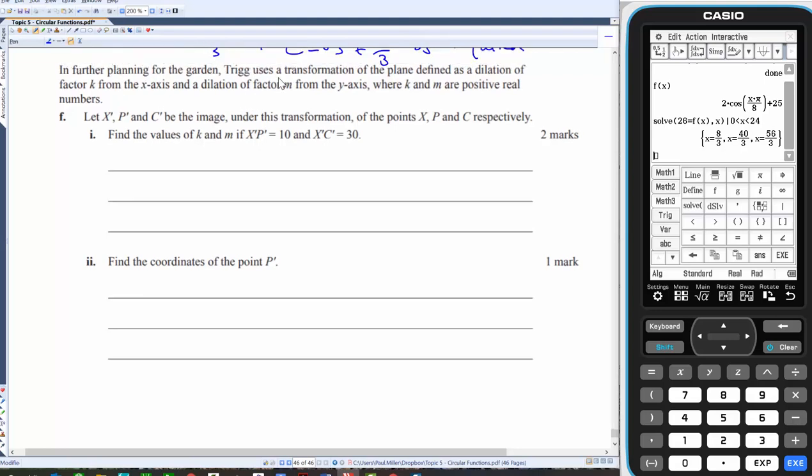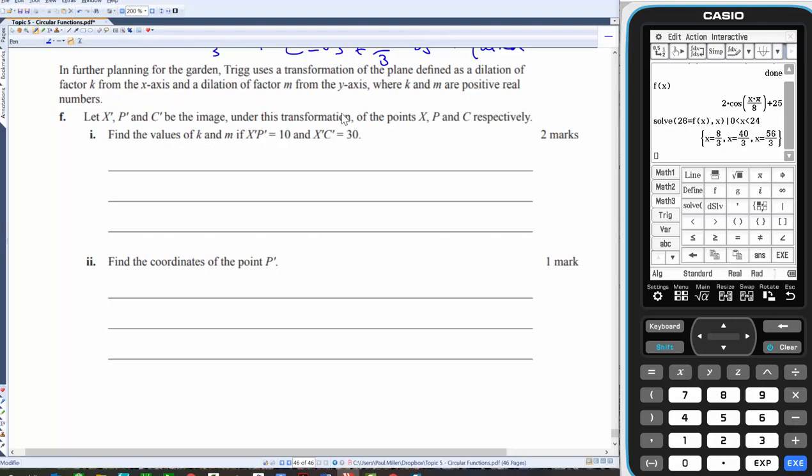In further planning for the garden, Trig uses a transformation of the plane defined as a dilation of factor k from the x-axis and a dilation factor m from the y-axis. K and m are positive real numbers. So these are the image points under the transformation of the original points. So we've got x and x dash, p and p dash, and c dash. They're going to be the new coordinates. So find the values of k and m if x dash p dash equals 10.